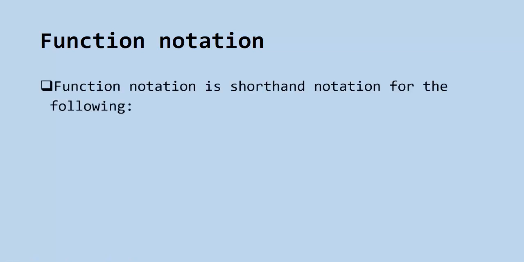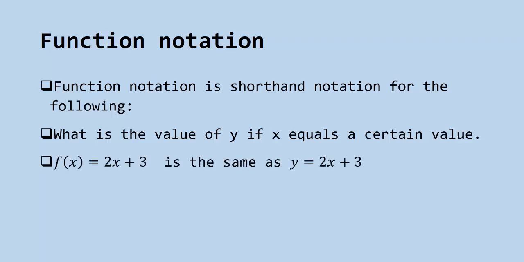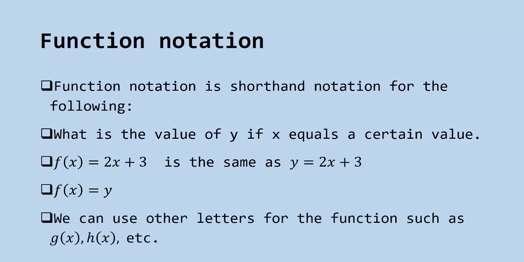In this lesson, we're going to discuss function notation. Function notation is shorthand notation for the following. What is the value of y if x equals a certain value? This can be written as f of x is equal to 2x plus 3, which is the same as writing y equals 2x plus 3. F of x basically can replace the letter y in an equation. We can use other letters for the function, such as g of x, h of x, etc.